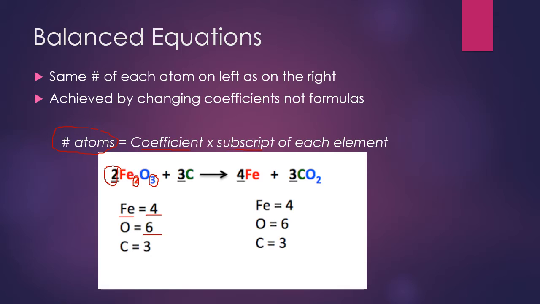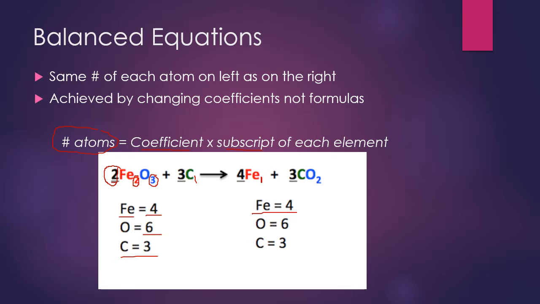For the carbon, the coefficient is 3 and the subscript, well, there isn't one. So when there is no subscript, we use a subscript of just 1, giving us a total of 3 carbon atoms on the reactant side. Now looking over on the product side, coefficient of 4 in front of the iron, there's a subscript of 1 after. Since there is no subscript, we assume it's a 1. So 4 times 1 gives us a total of 4 iron atoms.